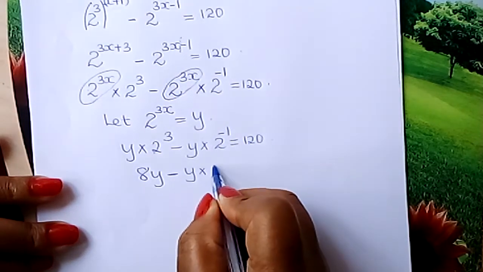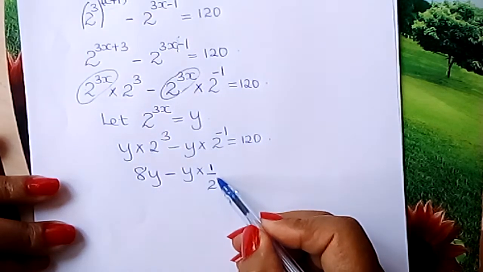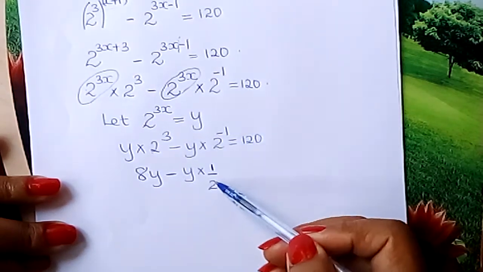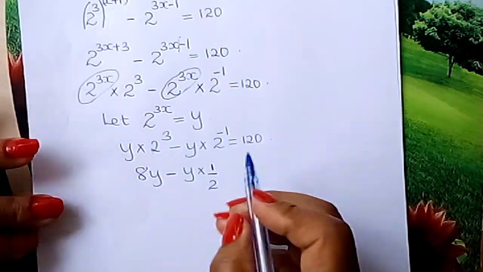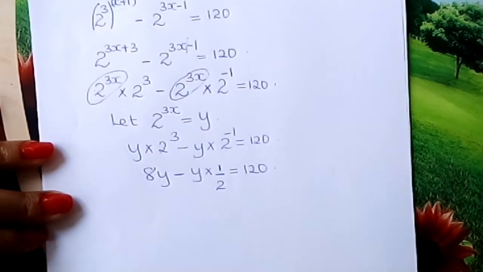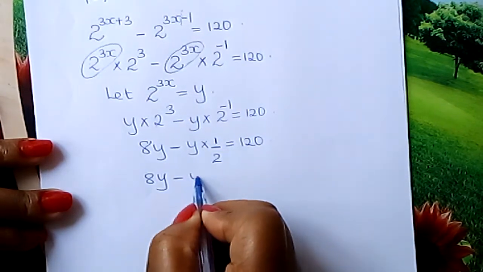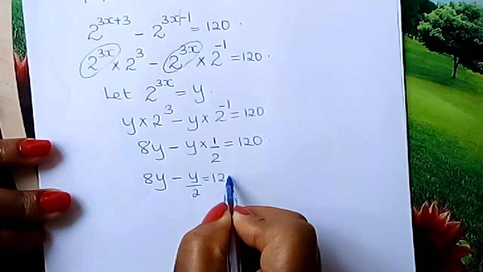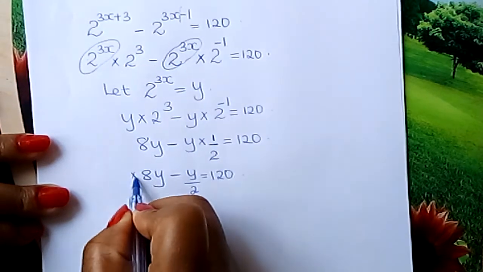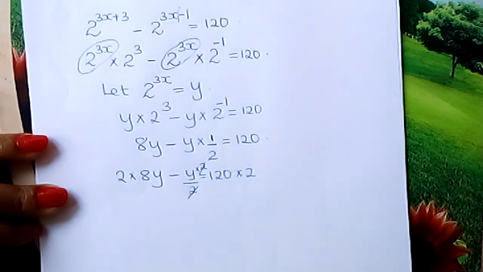According to indices, this is the same as the fraction 1 over 2 raised to a positive power, which is 1. So it is 1 over 2 raised to power 1, which is the same as a half. And therefore this gives you 120. So we talk of 8y minus y over 2 is equals to 120. From here, learner, you can remove this denominator by multiplying everywhere with it. Multiply by 2, multiply by 2. 2 and 2 will cancel out there.